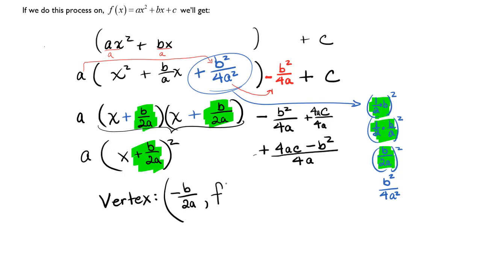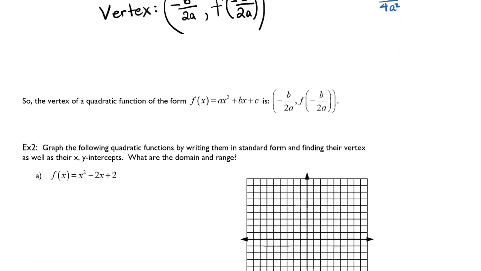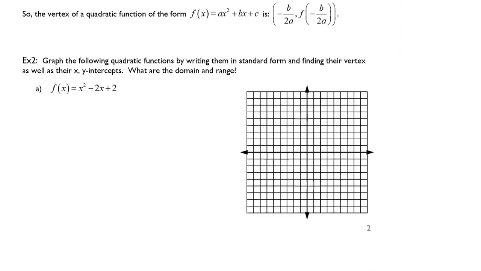That's my x coordinate. My y coordinate is negative b over 2a, whatever that comes out to be, inserted into my entire function for x. This will give me the output or y coordinate for my vertex. So the vertex of a quadratic function of the form f of x equals ax squared plus bx plus c is negative b over 2a, comma, f of negative b over 2a.